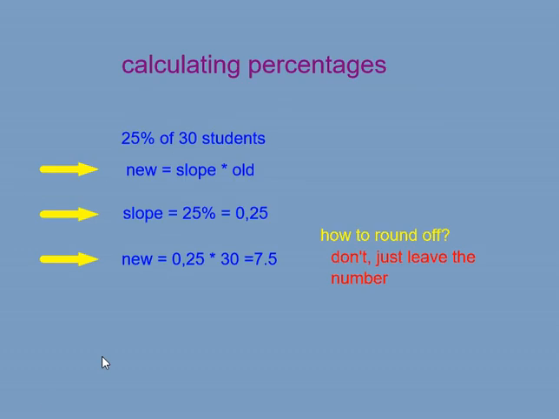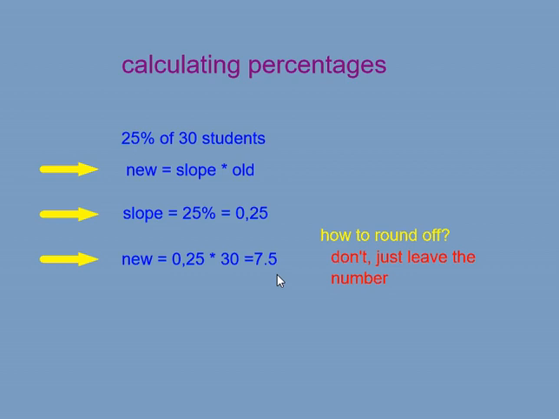Second example, 25% of 30 students. You use the formula new is slope times old, because it's not asked how many percent, it's no time lapse, no increase, no decrease, so that means the slope is 0.25. To calculate it, you get 0.25 times 30, that's 7.5.